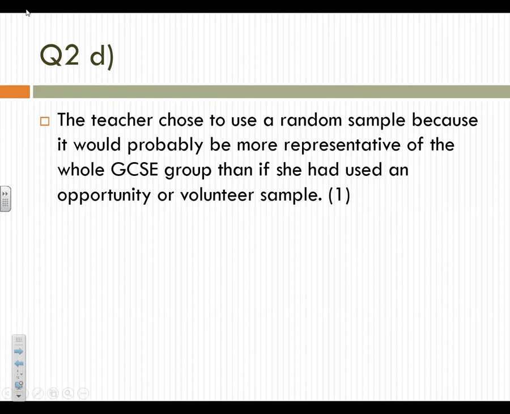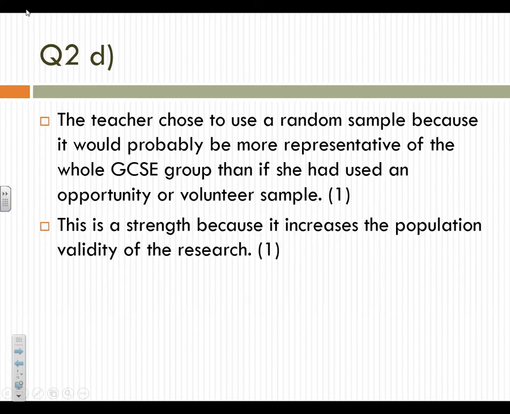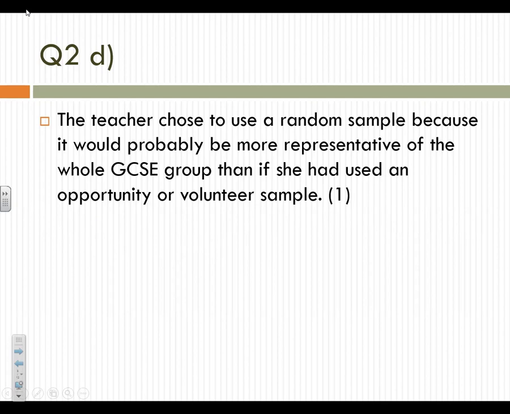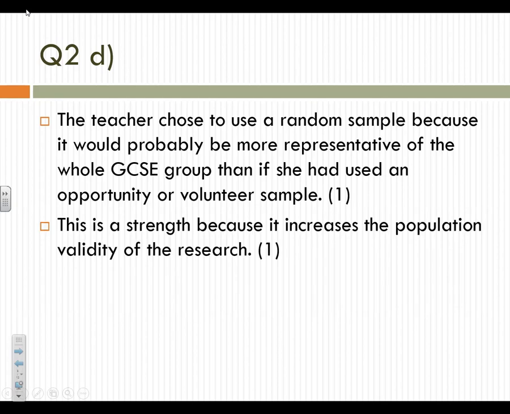2D, so this is a nice easy one. The teacher chose to use a random sample because it would probably be more representative of the whole GCSE group than if she had used an opportunity or a volunteer sample. So you get 1 mark there for saying that the random sampling allows for representativeness. It's good if you can compare it with other methods, but it's not essential. And then you'd explain why this is a strength. So that's essentially a strength of random sampling: this is a strength because it increases the population validity of the research. What I will say there, no contextualization, no marks.